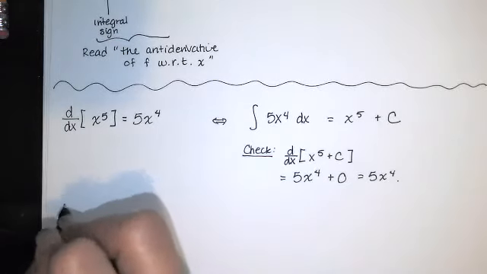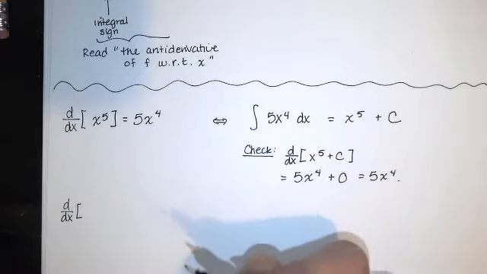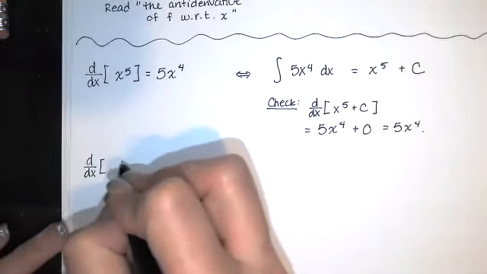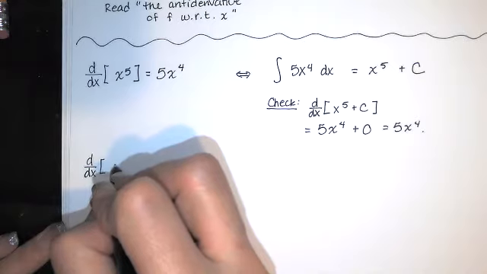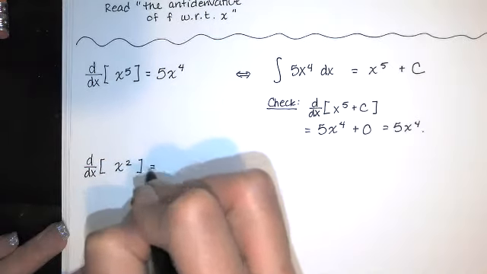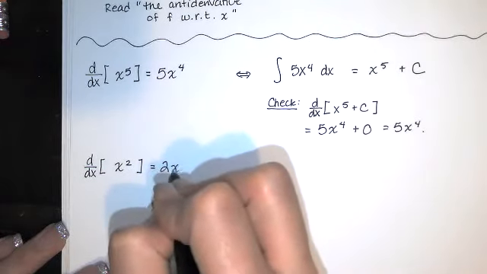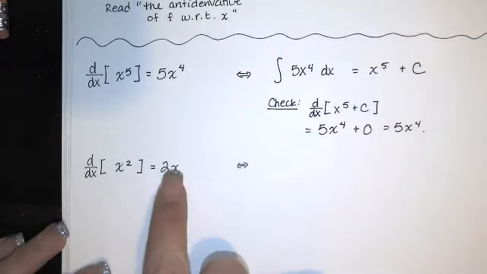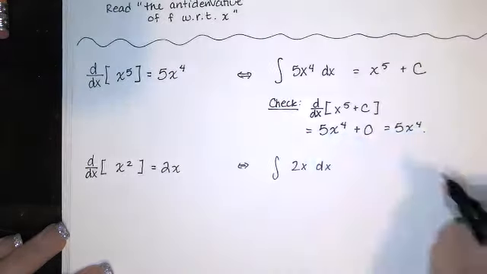So let's look at a different one. Let's say I'm taking the derivative of x squared. The derivative of x squared is, when I bring the power down, multiply by x to the 1 less power, 2x. So if the derivative of this is this, the antiderivative of this must be this, because we're undoing differentiation.